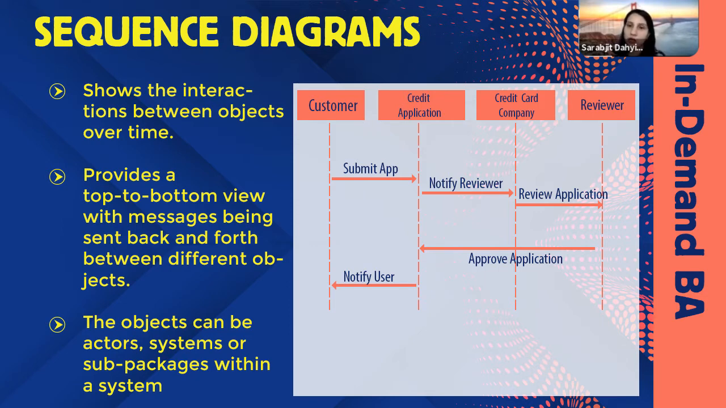So going back to sequence diagrams, they provide a top to bottom view with messages being sent back and forth between different objects. So you see the flow, right? The application is submitted, notifies reviewers, the reviewers review the application, they either approve or deny. The request comes back, and then the user's notified. As I mentioned, sequence diagrams typically focus on what happens when a trigger is started, and the objects can be actors, systems, or sub packages within a system. Any questions here before I move on to activities?